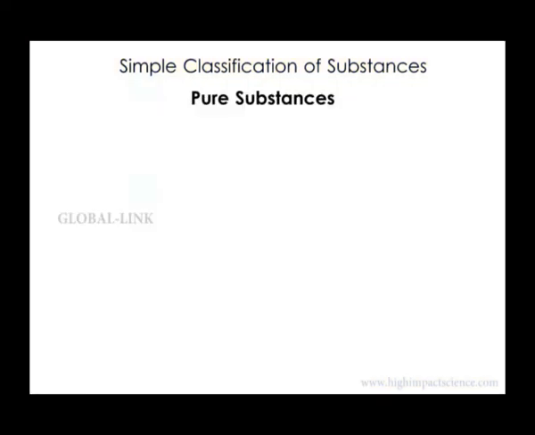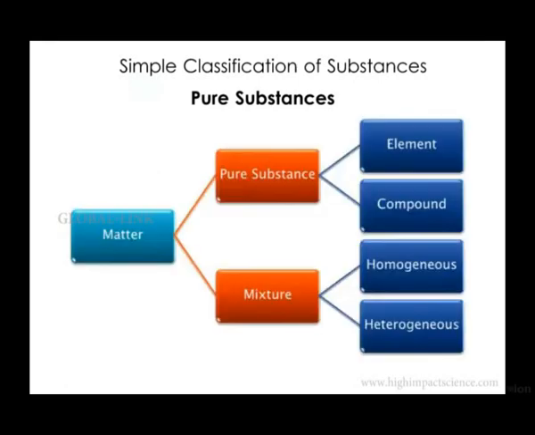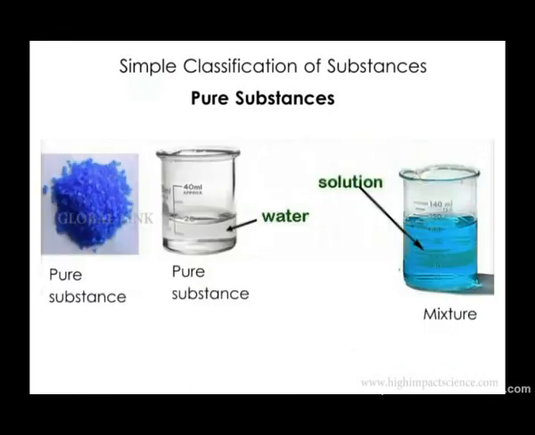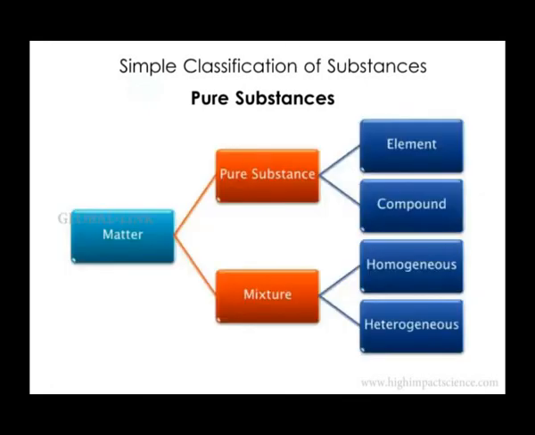Next, pure substances. Now, having looked at mixtures, their types and how they can be separated, we now look at pure substances. The thing is, when a mixture is separated into its constituent components, those individual components are now pure substances. So, copper(II) sulfate is a pure substance. Water is also a pure substance. But a solution of copper(II) sulfate in water is not a pure substance. It is a mixture. Pure substances are further classified into elements and compounds.